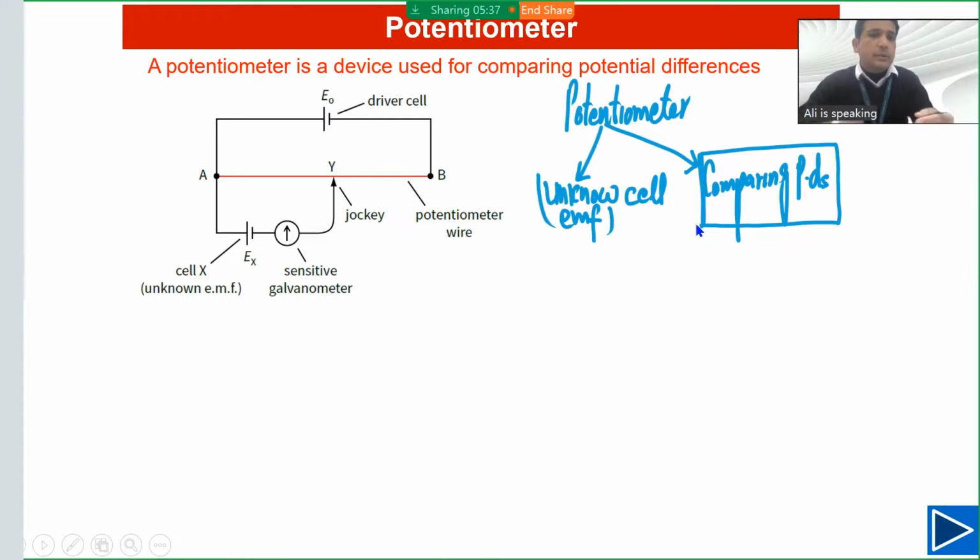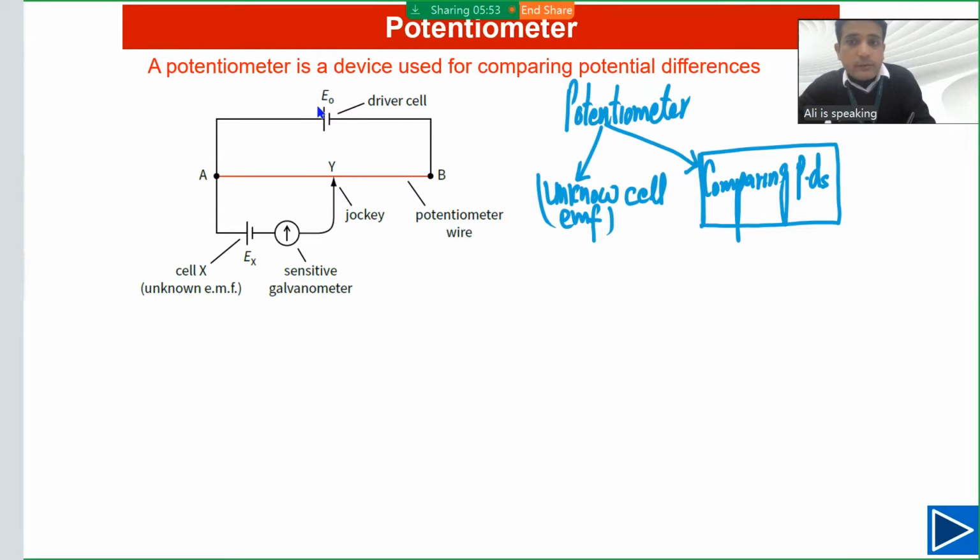We can also measure the potential difference of any component. If you don't have a voltmeter, we can use a potentiometer to measure the potential difference across any component. So this is just an introduction to the potentiometer. Now this circuit is a potentiometer circuit.